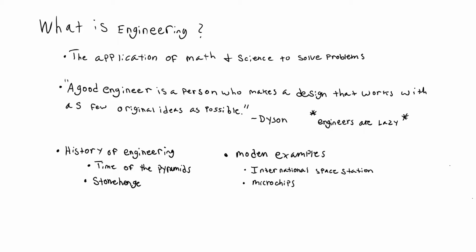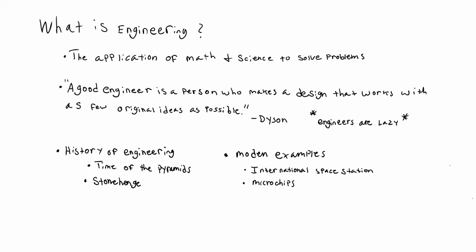Physicist Freeman Dyson wrote, "A good scientist is a person with original ideas. A good engineer is a person who makes a design that works with as few original ideas as possible." There are no prima donnas in engineering.